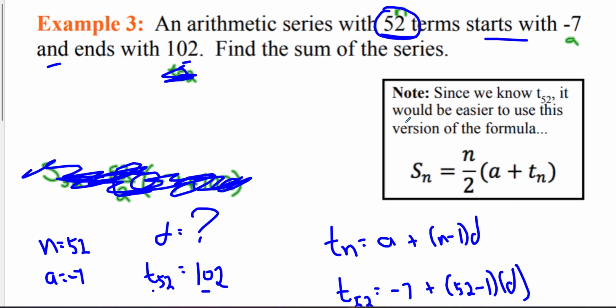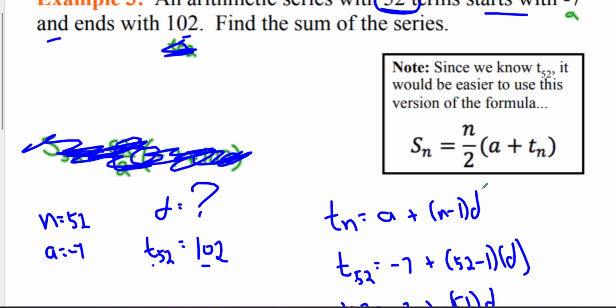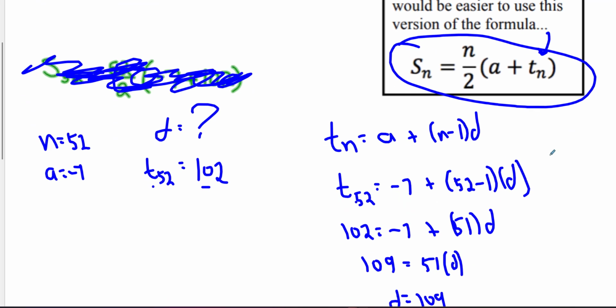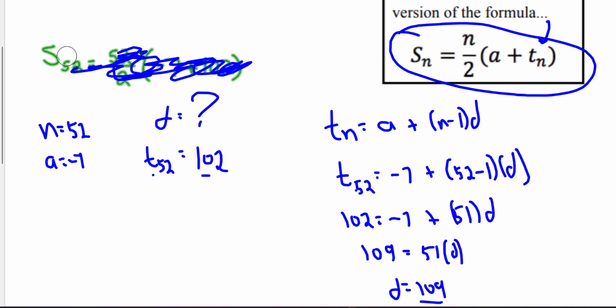But we actually have another way. There is another equation that we can use, and this equation is this one here. If I know my last term in the sequence, I don't even need to use my D value. I can just be like, okay, I know n is 52, so S52 is 52 divided by 2. A is negative 7. And guess what? My last term is 102. Just plug it in. Boom.